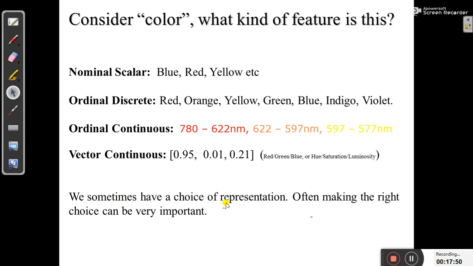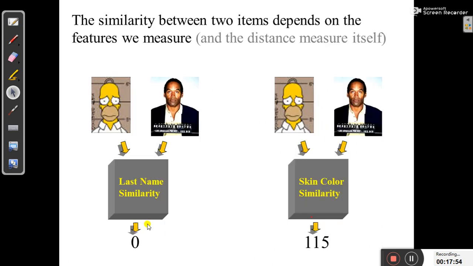We sometimes have a choice of representation. Often making the right choice can be very important. So here you can see the similarity between two items depends on the features we measure and the distance measure itself. Here you can see last name similarity might be 0, which means these are similar, but skin color similarity is not similar. So what type of feature you are going to measure, or how you are going to measure, is very, very important.